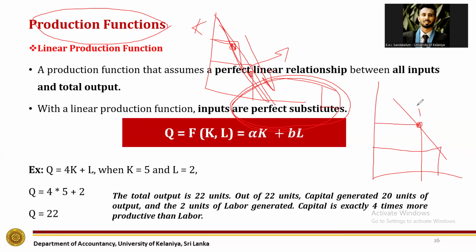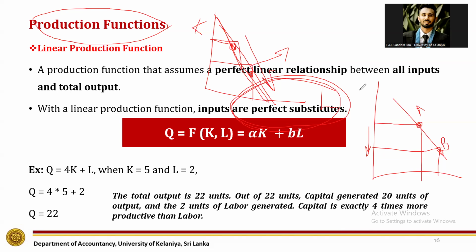So if I need to move from A to B, what happened? Easily I can move between any points within the straight line. That means the resources are perfect substitutes. So can we expect this kind of situation? No, we cannot accept it, but this kind of situation was there.